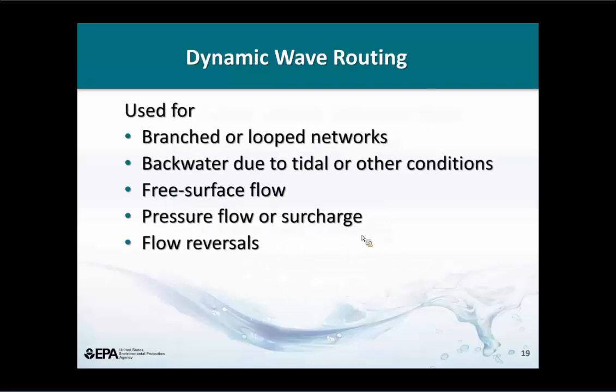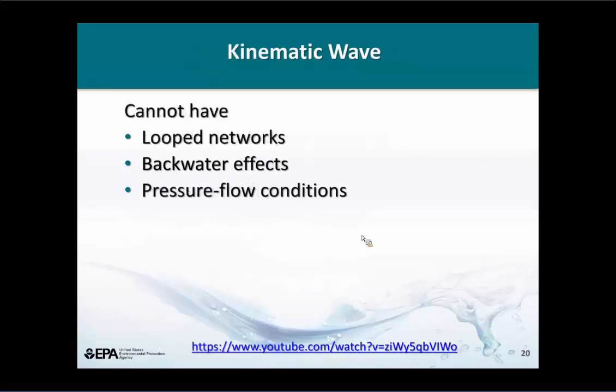Dynamic wave routing is used for branched or loop networks. It handles backwater, the flow of a bathtub, flow sloshing back and forth. It's free surface flow. It can handle pressure flow and surcharge. We have a lot of open channel flow, but we also can have force main flow handled in SWMM, and it can do flow reversals, which can happen in a loop system. Kinematic wave, while somewhat more intuitive, cannot have loop networks and cannot have backwater effects and cannot handle pressure flow.